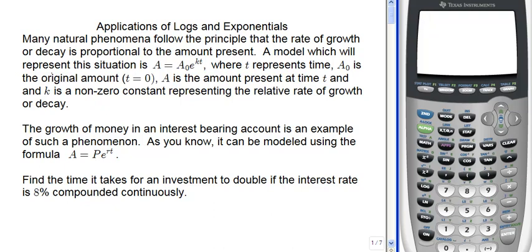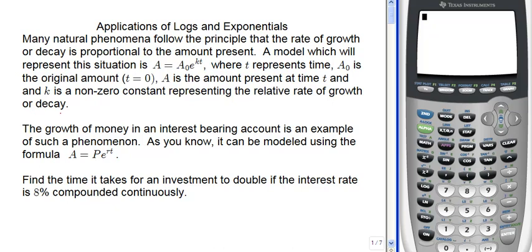A model which will represent this situation is A equals A sub 0 e to the kt, where t represents time, A sub 0 is our original amount, or whatever the amount is at time equals 0. A is the general amount present at any time t, and k is a non-zero constant representing the relative rate of growth or decay.